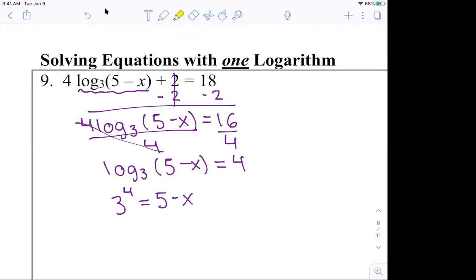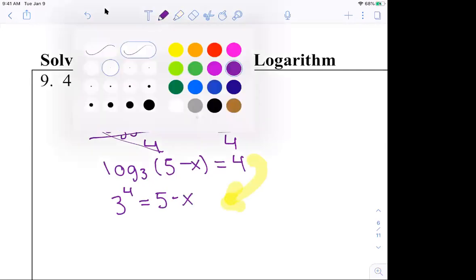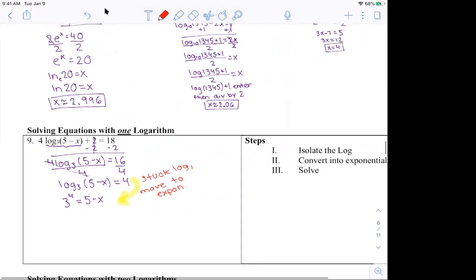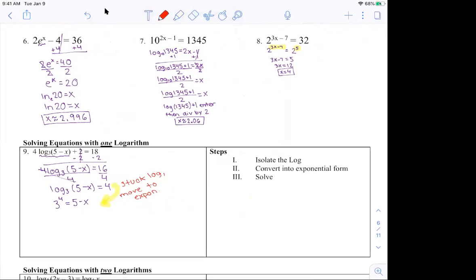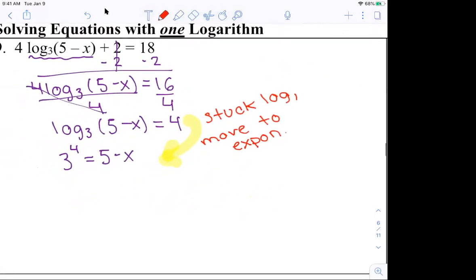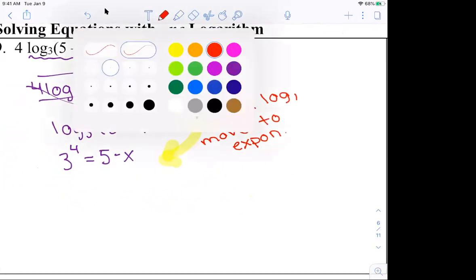So what I did here, from here to here, if you're stuck in log, move to exponential. And the steps on the right side should say that, I believe. Yes, isolate the log, convert into exponential form, and solve. So if you're stuck in log, you have to move to exponential. Now, this is easy solving.